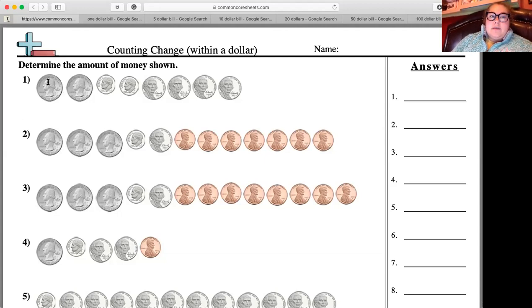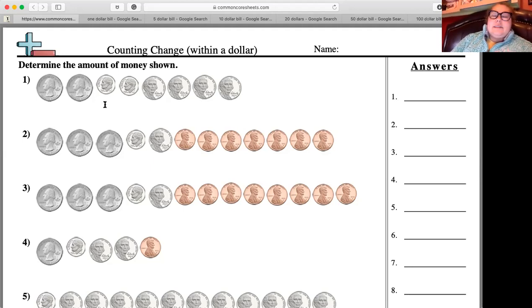Right here you have a quarter. What is a quarter worth? I want you to put the value right under here, okay? The value of a quarter is 25 cents. So you're going to put 25 cents here. Then put a plus, because this says determine the amount of money shown, so you're going to have to add. Here's another quarter, so put plus 25 cents again.